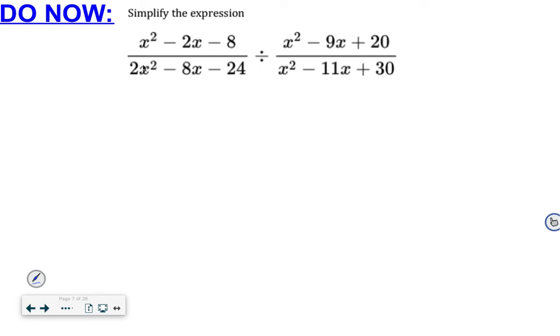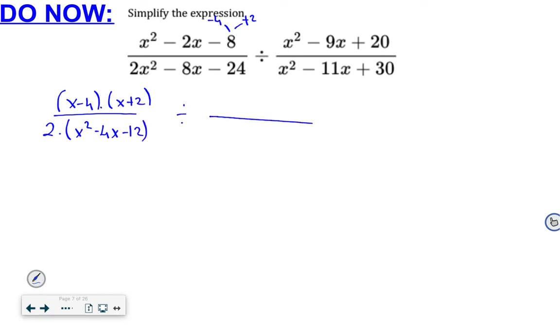For example, x squared minus 2x minus 8. How am I going to factorize this? You can find the multiples: negative 4, positive 2. So which means that it is (x minus 4) times (x plus 2). Over, what about this? If you get the greatest common factor, you will get 2 times (x squared minus 4x minus 12), divided by x squared minus 9x plus 20.